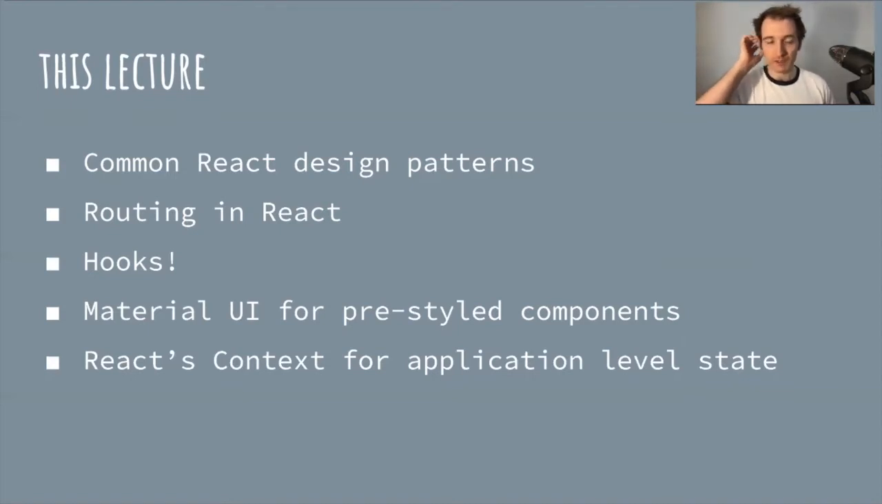We'll be talking about routing in React, which allows us to separate different pages into different screens that we can search for with the address bar, basically. We're going to talk about hooks, which make state components easier, essentially. Then we're going to be talking about material UI, which is a pre-styled components library in the same way that Bootstrap is for just regular HTML and CSS. And then finally, I'm going to be talking about application level state. And I'll be introducing the React Context API for managing application level state.